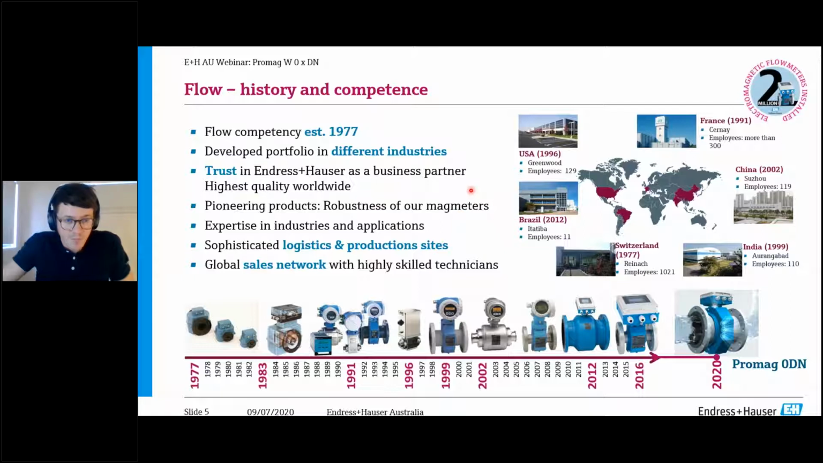So we've got very, very good competence in flow meter production. We've got production facilities all over the world. Many of the flow meters produced for the Australian market come from either France or India. We also have a huge calibration facility in China, as well as production facilities in Switzerland, Brazil and USA. So we're really at the top of our game when it comes to flow meters. And now with the 0DN, we've really covered our portfolio too.